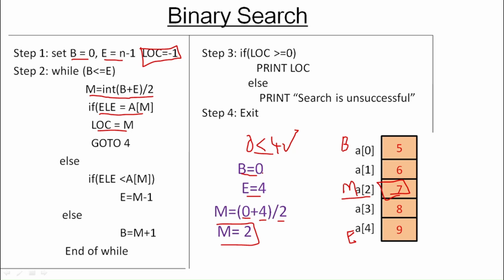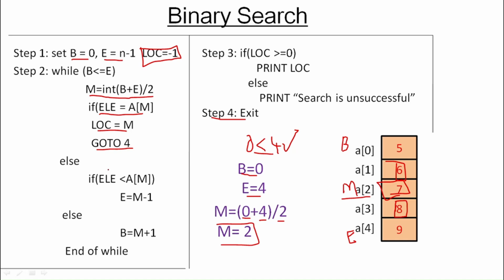And if it satisfies, automatically it comes out of the loop. Go to step 4. What is step 4? Step 4 is exit. And if my search element doesn't match, if my search element is 6 or 8, how to find it?